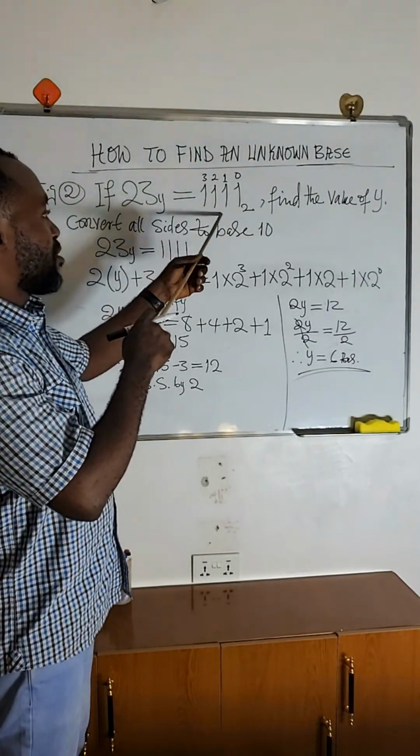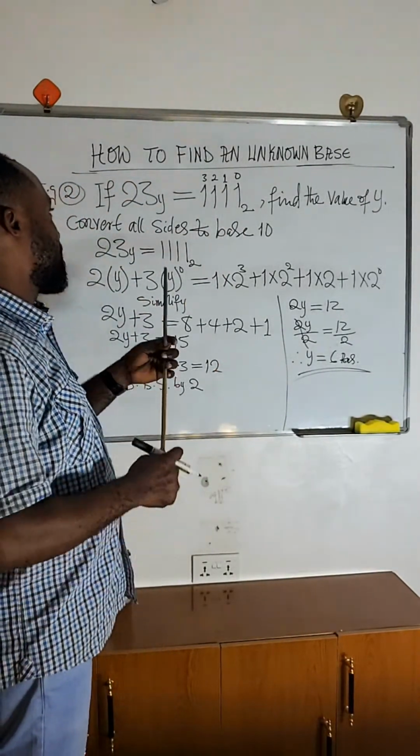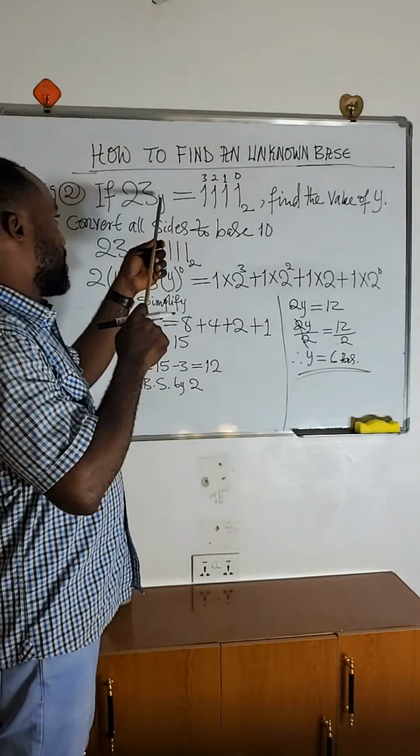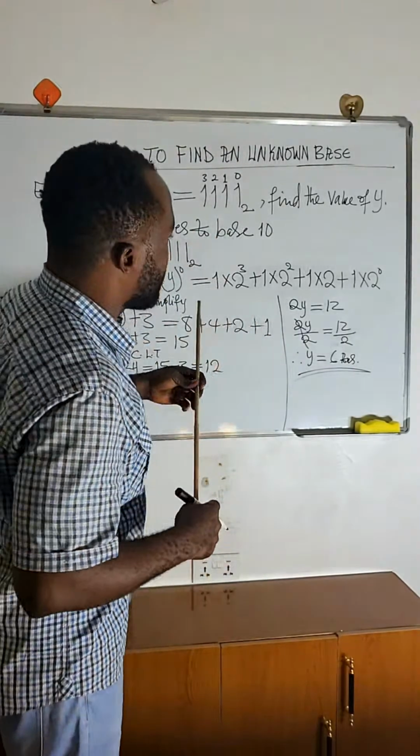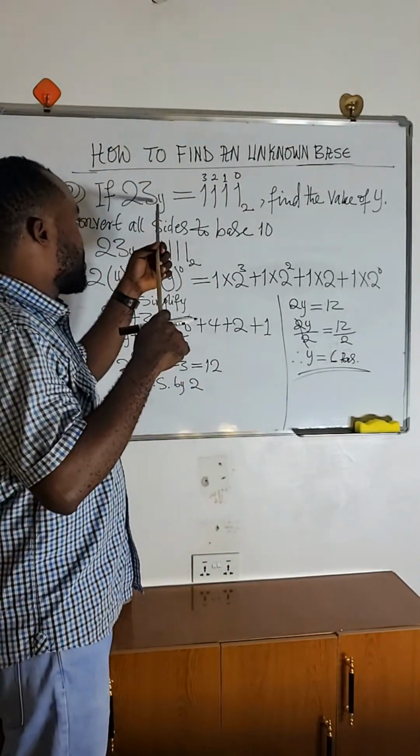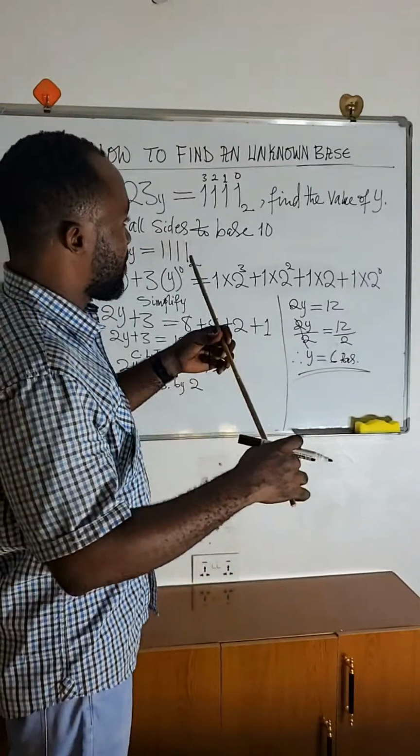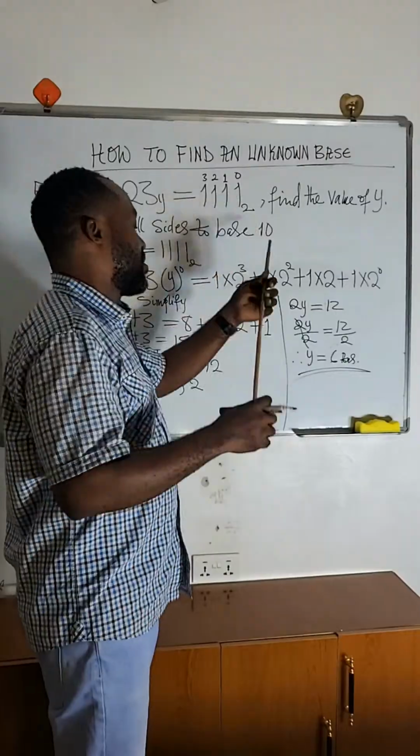1, 1, 1, 1. All right. And of course, if 23 in base 6 is to be converted to base 2, first of all, you will have to convert that 23 in base 6 to base 10, and then from base 10 to base 2. That is when you will have 1, 1, 1, 1 in base 2.